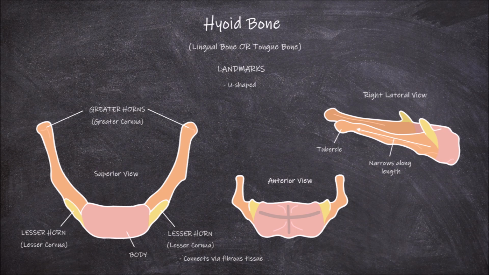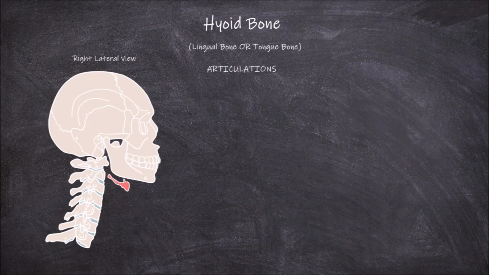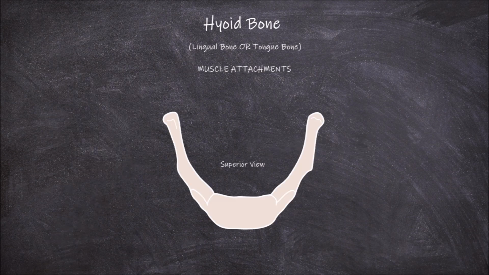What about the other bones the hyoid bone articulates with? This bone is unique amongst the bones as it is the only bone in the human body that doesn't articulate directly with any other bone. What about the muscles that attach to this bone? Many muscles attach to this bone.